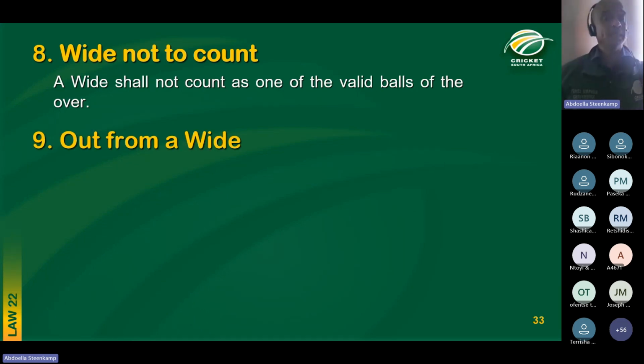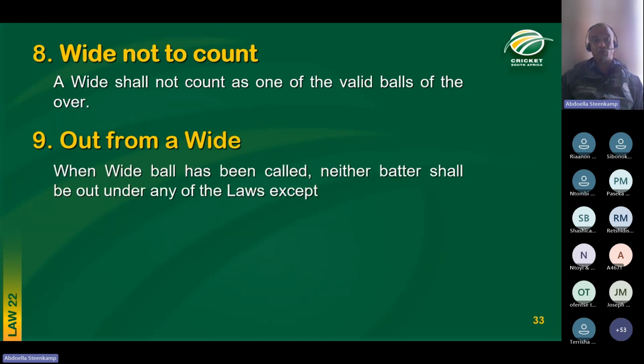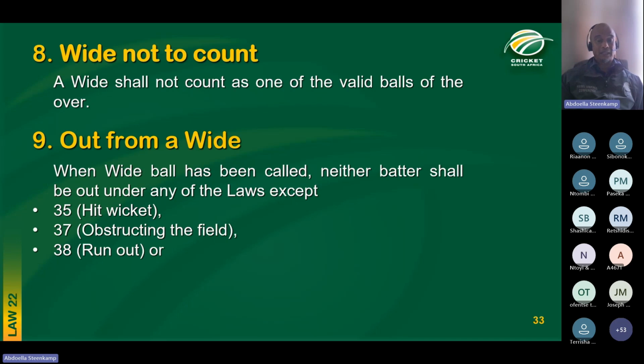And how can you be dismissed off a wide? There are 4 ways to be dismissed off a wide. So out of the 9 modes of dismissal, as soon as either of the umpires call wide, there are only 4 ways that a batter can now be dismissed. Okay, what are those 4 modes of dismissal off a wide? Firstly, hit wicket. Secondly, obstructing the field. Thirdly, run out. And the 4th way you can be dismissed off a wide is stumped.